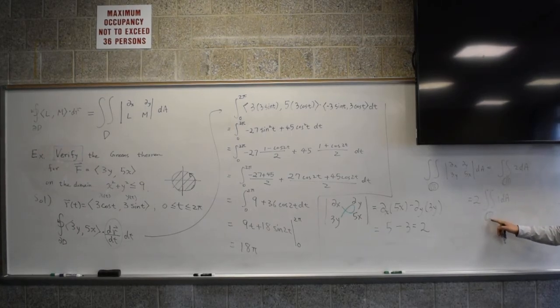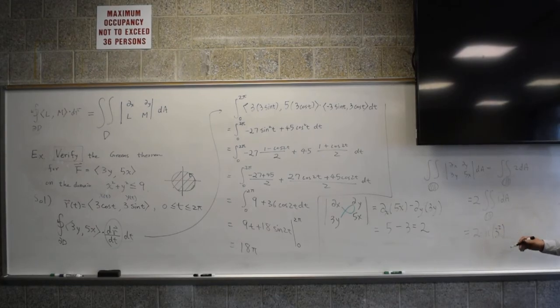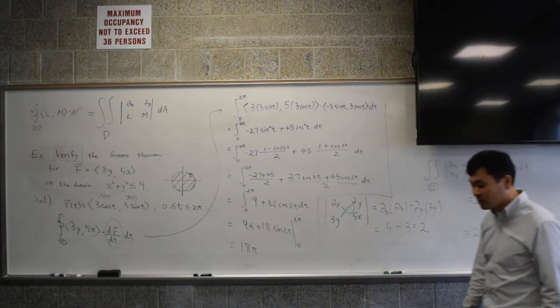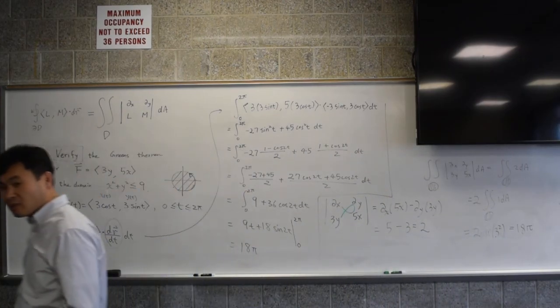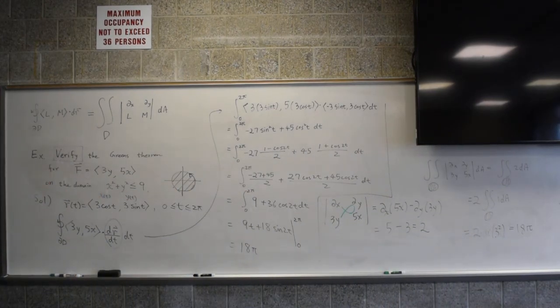What's the area of the circle? Pi r squared, right? 3 squared is 9. 9 pi times 2 is 18 pi. So what did we achieve? We verified that the two sides are equal, right?